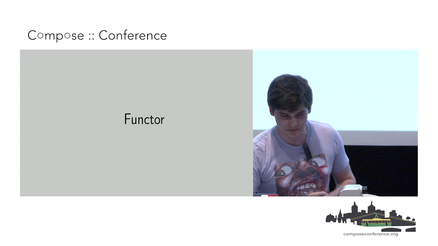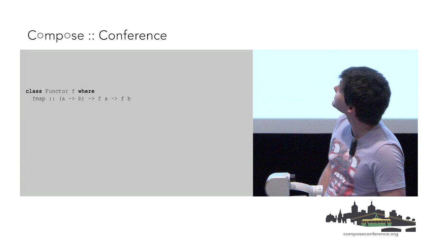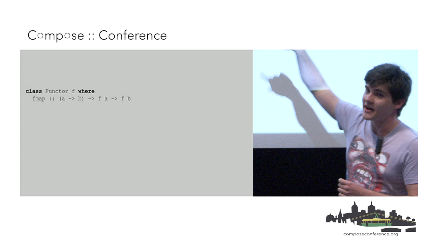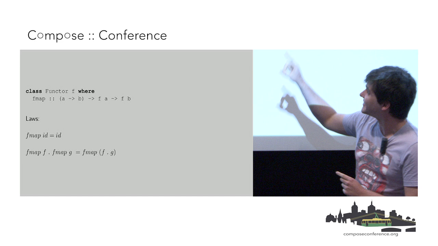So let's talk about functor. So this is a type class definition for functor. It says that f is a functor if I can write this method fmap, which says given a function from a to b and an f of a, produce an f of b. Okay? And currently on this slide, there is no reason to care about this thing, but I will remedy this. There we go. It has laws. Now we can care about it.